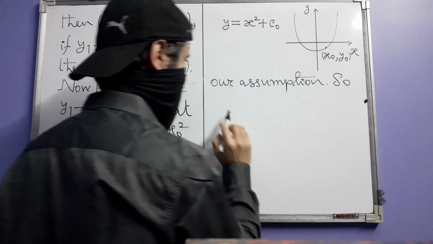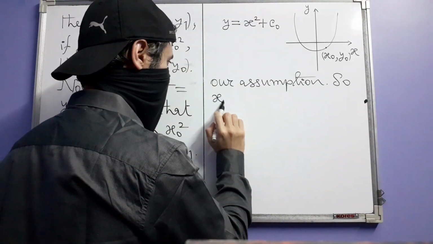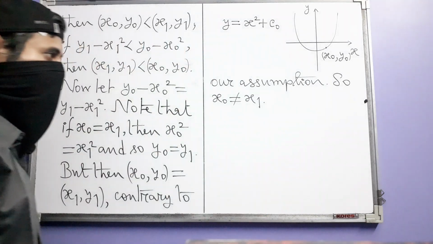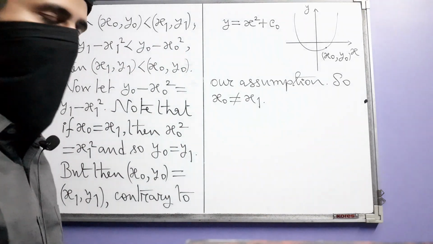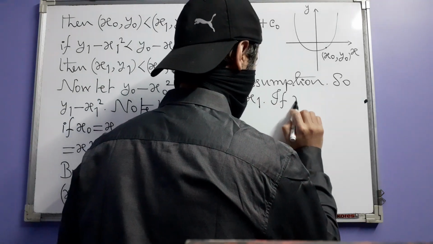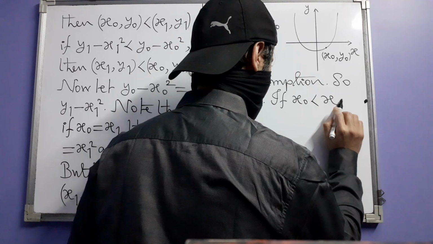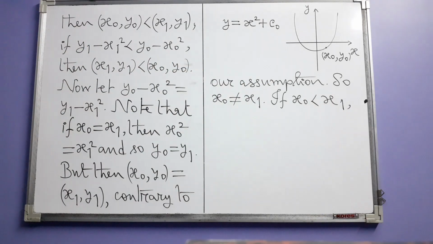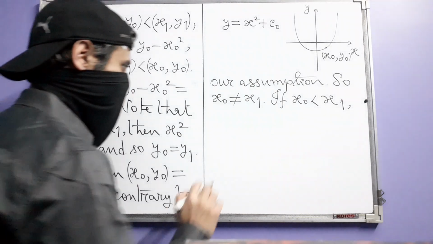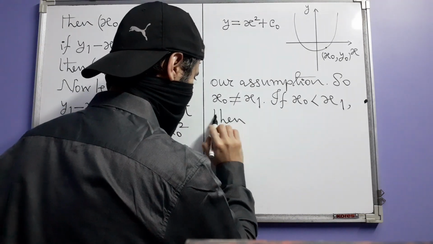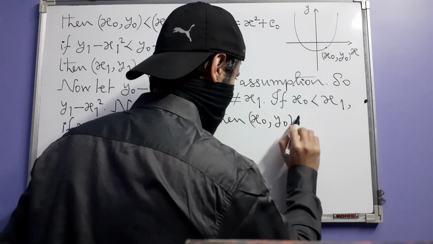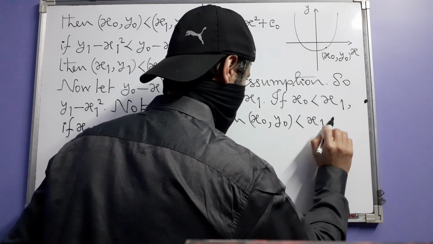So, they cannot be equal. Now, they cannot be equal and they are real numbers, so one of them will be less than the other. If x0 is less than x1, then combined with this equality, what does the definition tell us? The definition then tells us that this is less than this.